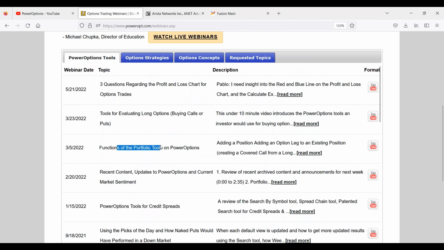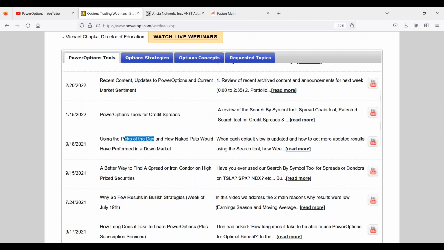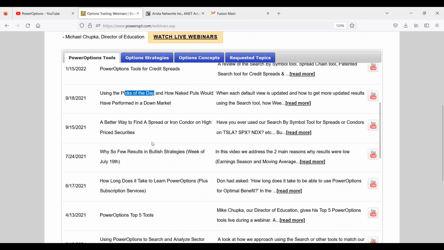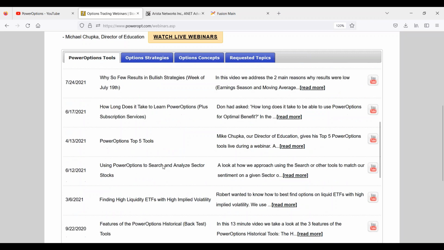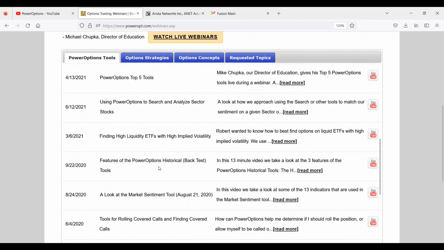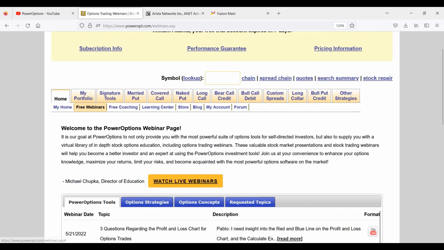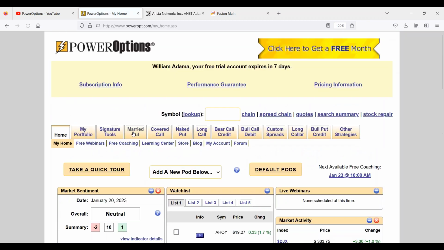But you see here the functions of the portfolio tools, recent content, the market sentiment, picks of the day, and so on and so forth. But I thought there was a recent historical one here. Oh, there it is, 2020 features of the historical backtest tools, a 13-minute video. So you can check that out, Shashir. But the historical tools are essentially 3 different functions for history, Shashir. Number 1, of course, is just the historical chain.